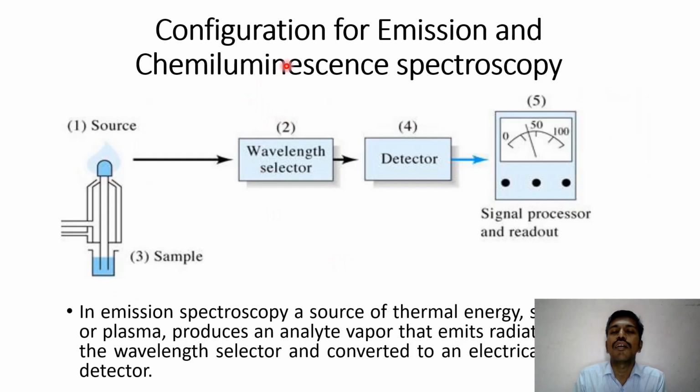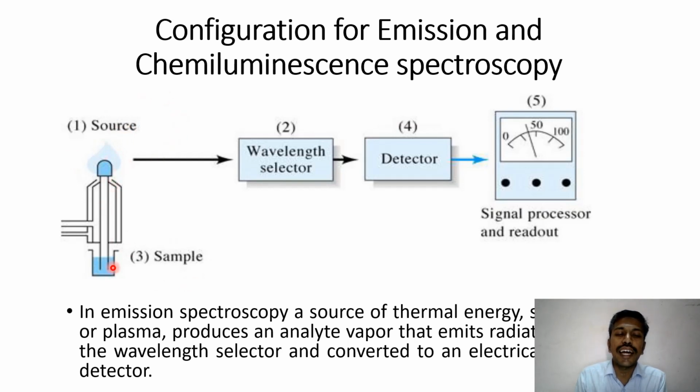Then the third part will be the emission and chemiluminescence property. I already told you that the sample itself produces the light due to its chemical property or chemical reaction. So here there is no need for a separate light source. The sample itself produces the light; it acts as a light source.